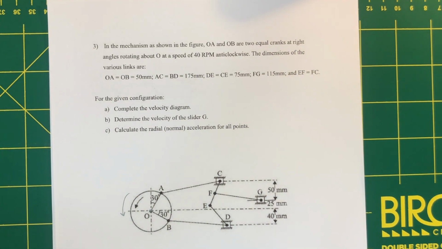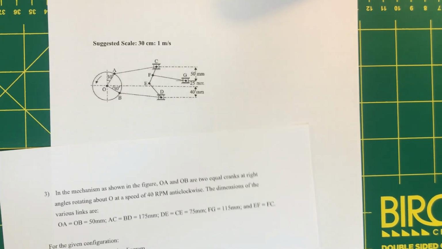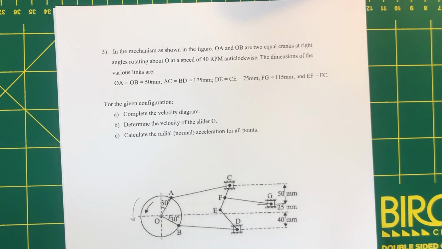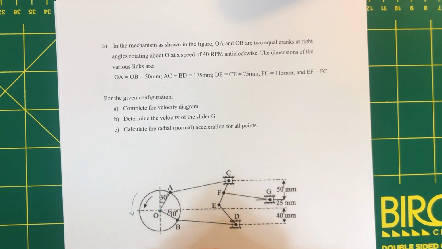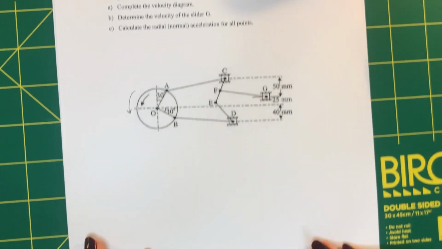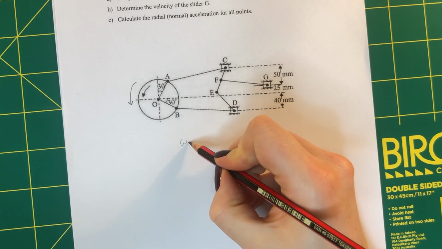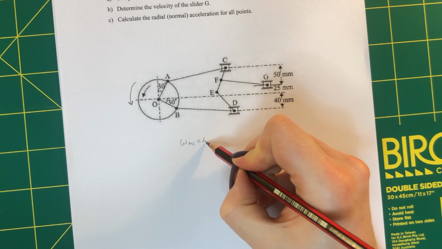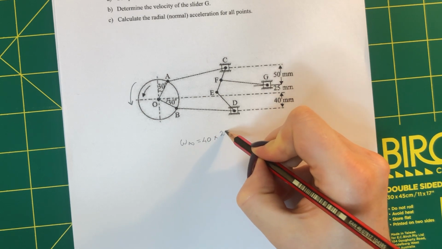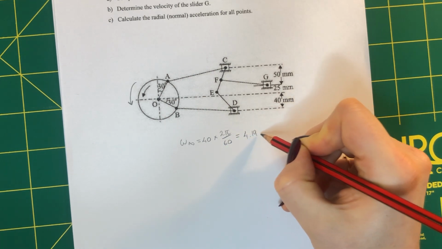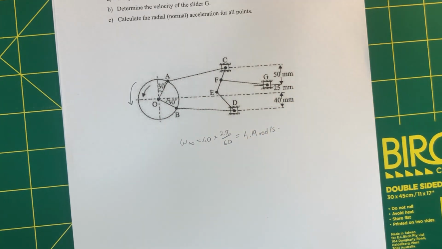So our first step, just as before, would be to convert that information into something that we can draw in the diagram. We've also been given a suggested scale and a starting point. With 40 rpm, we can find the angular velocity of point AO equals 40 times 2 pi on 60 equals 4.19 radians per second.